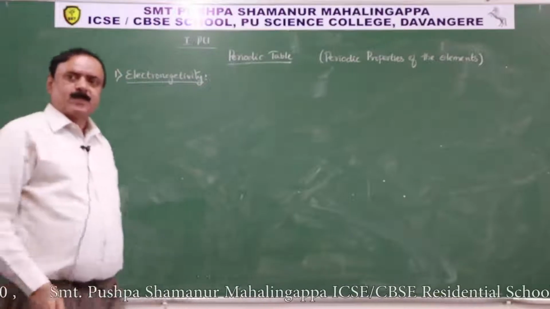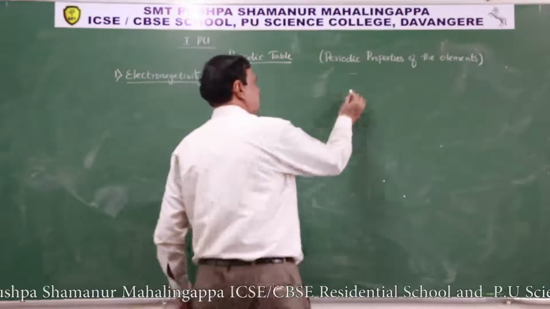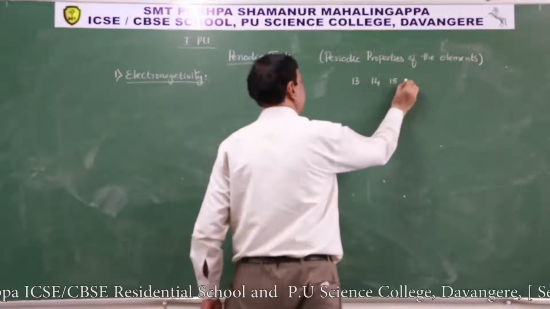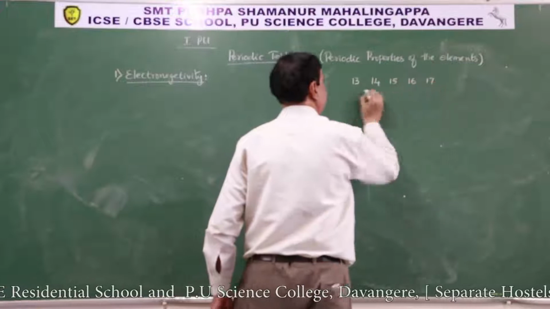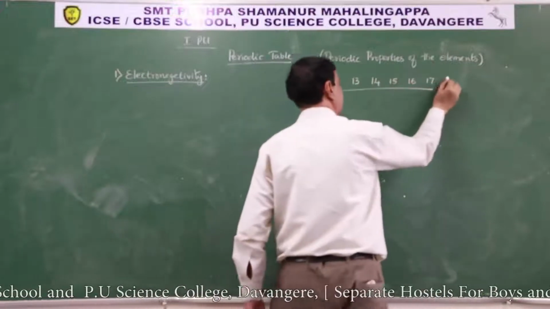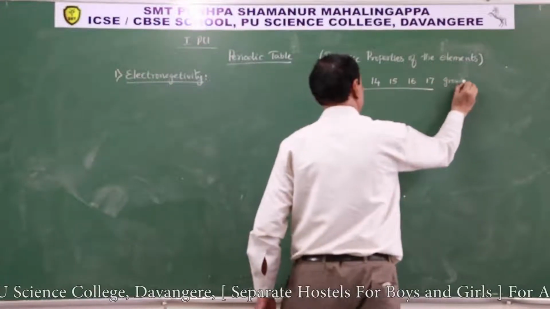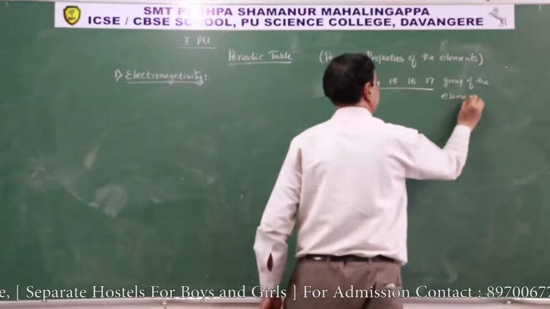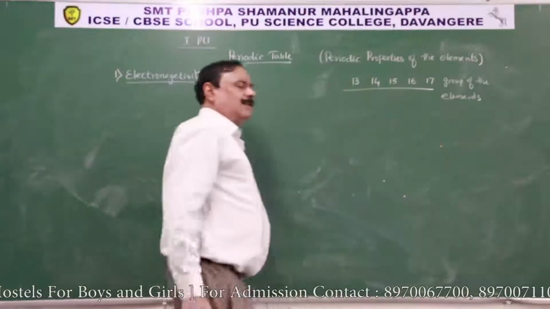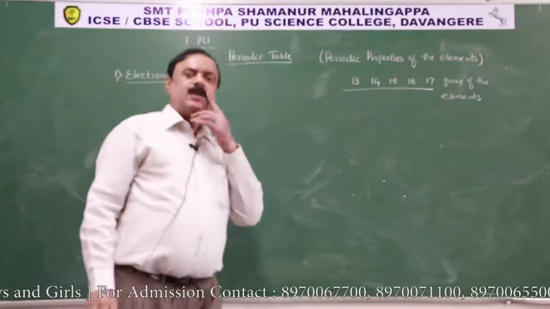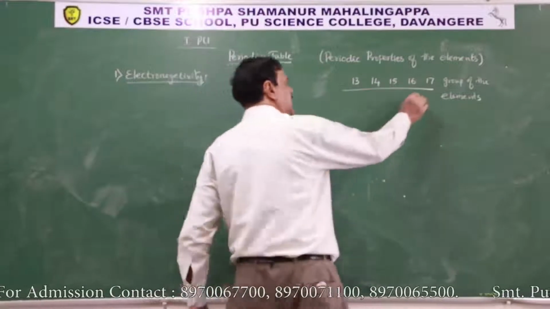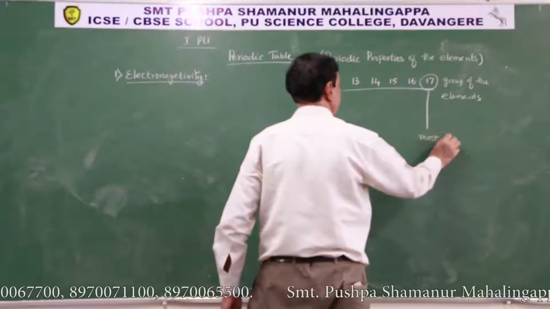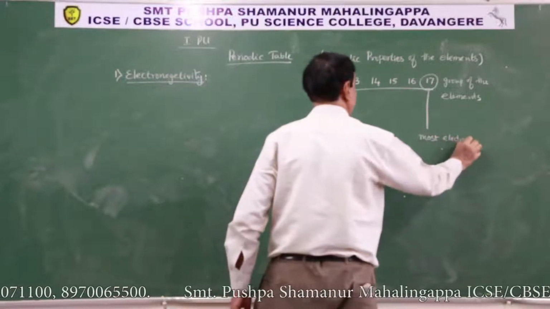What do you mean by electronegativity? Here, group numbers 13, 14, 15, 16 and 17 are groups of elements. I will consider these the electronegative elements. Among these groups, the 17th group elements are the most electronegative.